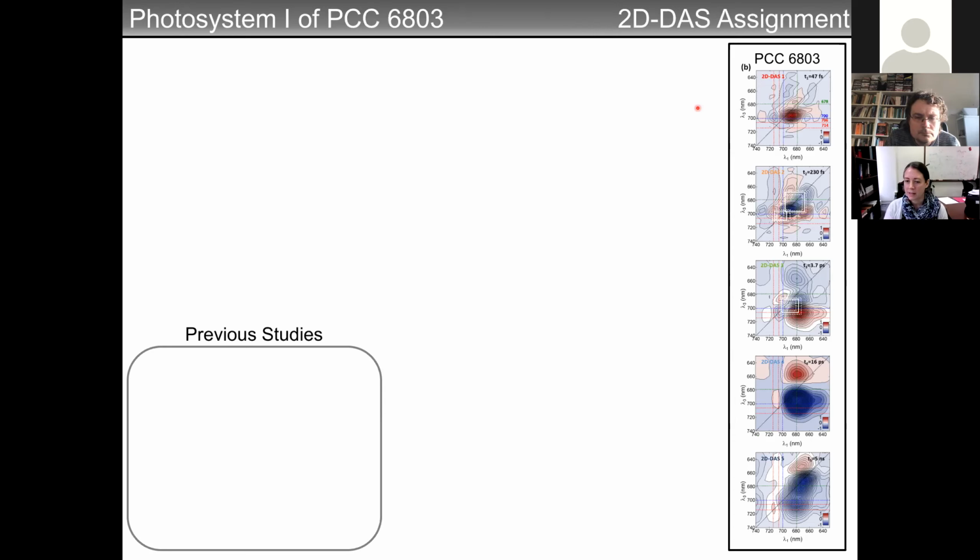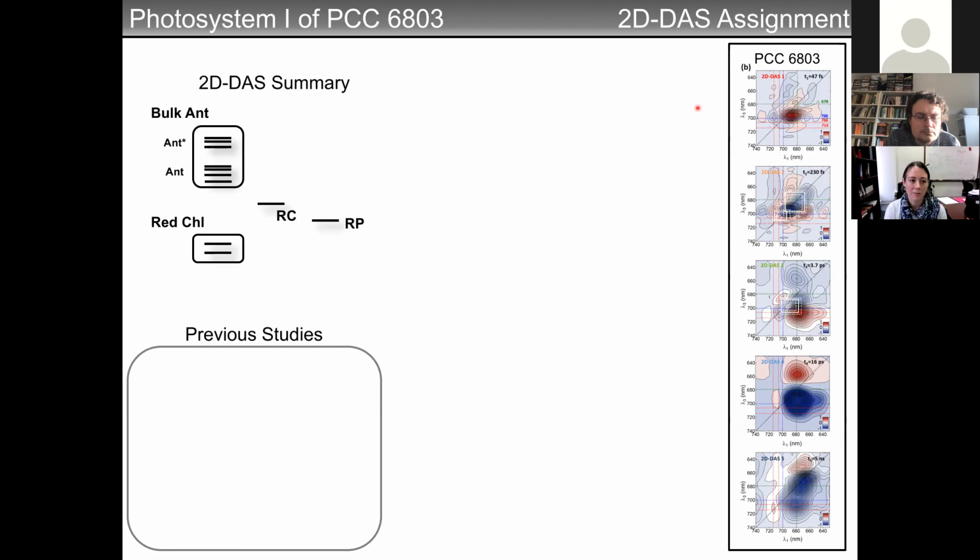All right, and we want to assign the 2D DAS. So for the assignment, what we're going to do is look at the spectral patterns. We're going to look at the timescales. We're going to think about this in the context of previous studies. We're also going to compare this to our model spectra. And remember, the goal here is to try to think about the connectivity of these different compartments.